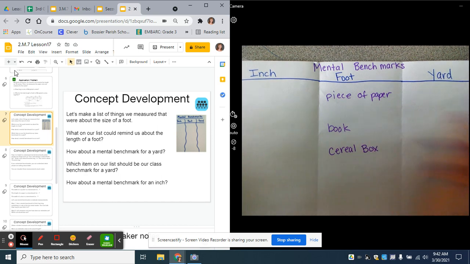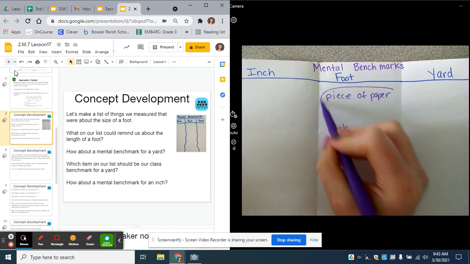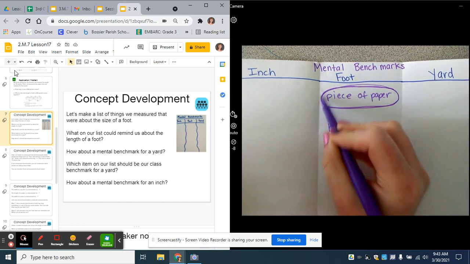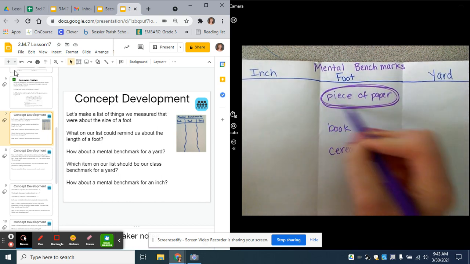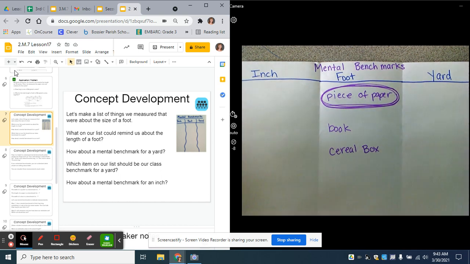All of those items are about the length of a foot, or 12 inches, which is one ruler. The best mental benchmark, this book would not be the most accurate because there are different size books and there's different size cereal boxes. But pieces of paper, they're always the same length. Yes, people can cut them and make them smaller, but we're going to use this piece of paper as our mental benchmark. When I say a foot, you're going to think about a piece of paper.